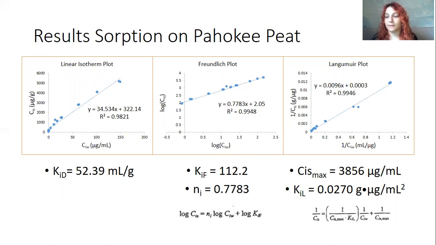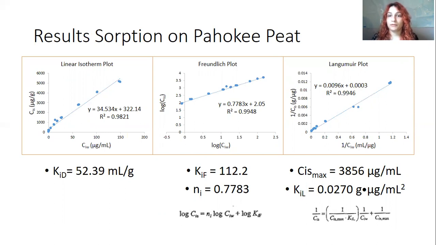And then the Langmuir plot, we're looking at the Cs max, which you can see here is 3,856. So that's a very high concentration. That's if we pumped this thing full of imidacloprid. That's how much we could get to sorb to this 1 gram of soil. And then the Langmuir constant, we get this really small number for it. And that basically is another equilibrium constant.